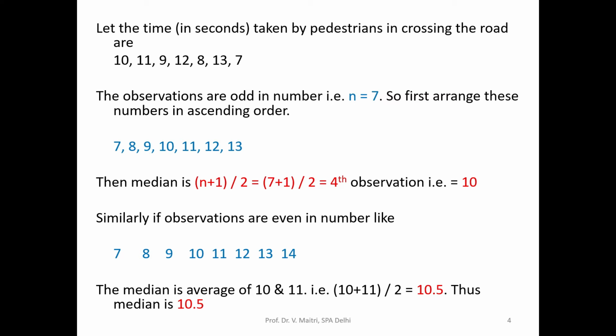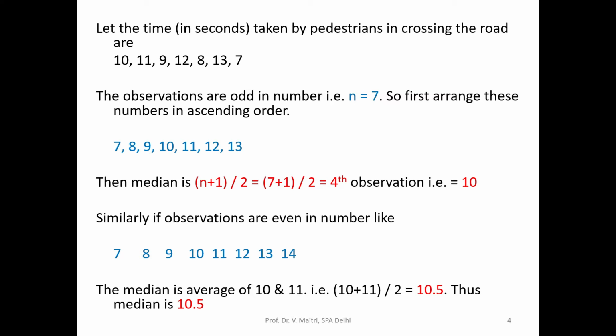Let the times in seconds taken by pedestrians in crossing the road be 10, 11, 9, 12, 8, 30 and 7. Now if we first arrange into ascending order, that is 7, 8, 9, 10, 11, 12 and 30. Here the observations are odd in number. So what is the centralmost value? Either use the formula (n plus 1) by 2, that is n is equal to 7, plus 1 is 8, by 2 is the fourth value, which is 10.